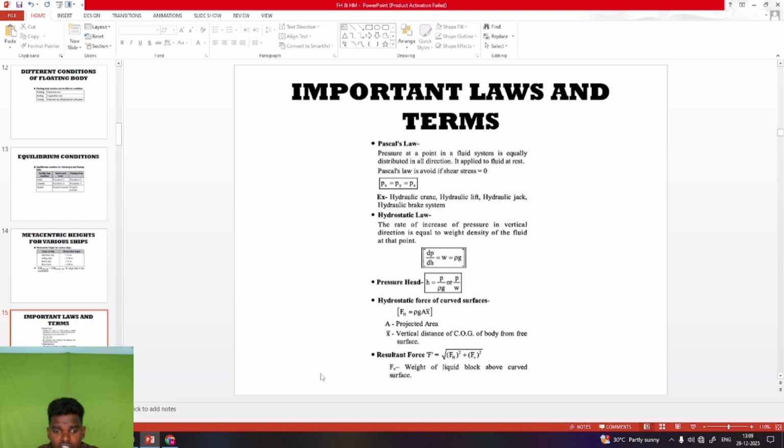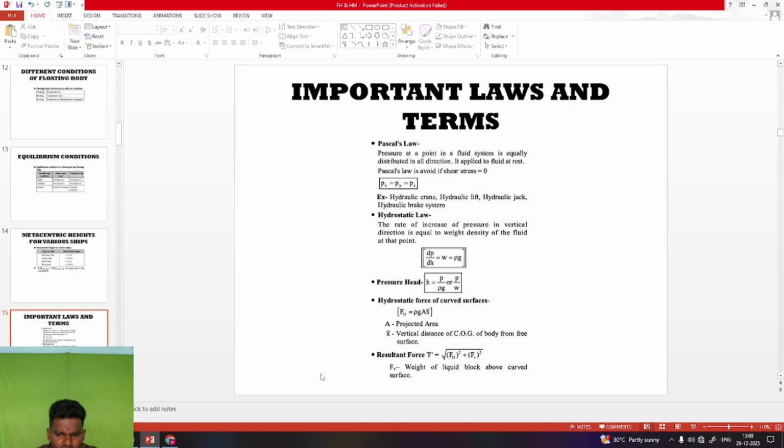And for hydrostatic law, the rate of increase of pressure in vertical direction is equal to the weight density of the fluid at that point, dP by dH is equal to W is equal to rho g, and pressure head H is equal to P by rho g or P by W.